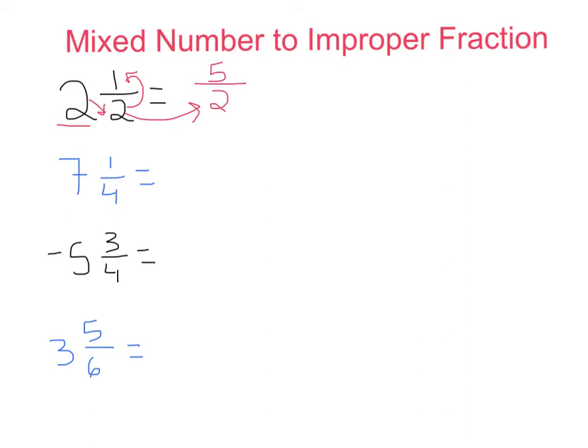Okay, the second one, 7 times 4 is 28. 28 plus 1 is 29. And then you keep the denominator, 29/4.